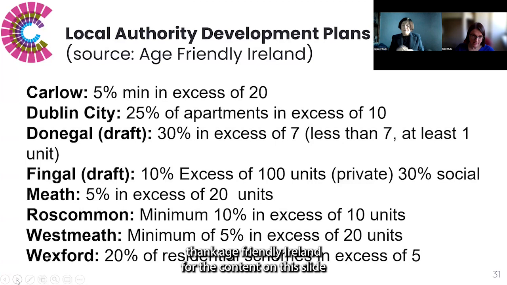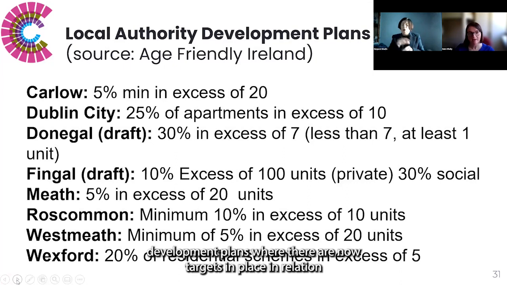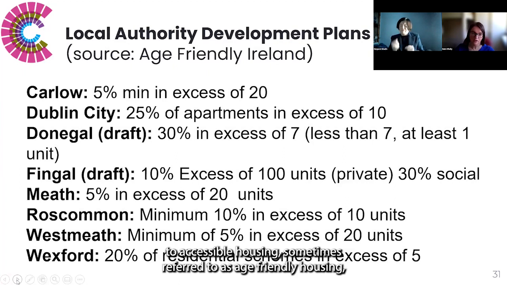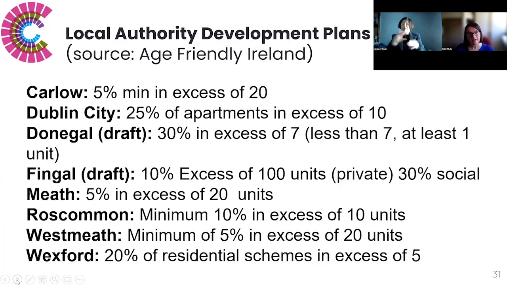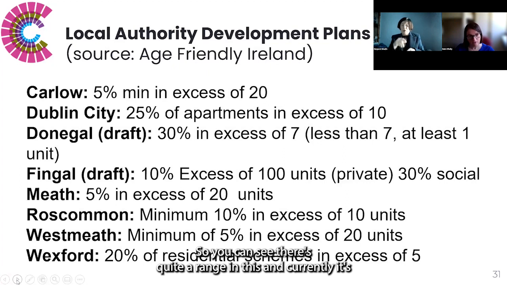So again, I have to thank Age Friendly Ireland for the content on this slide, and it is just a selection of new local authority development plans where there are now targets in place in relation to accessible housing, sometimes referred to as age-friendly housing, universal design housing, housing for people with disabilities. So you can see there's quite a range in this.